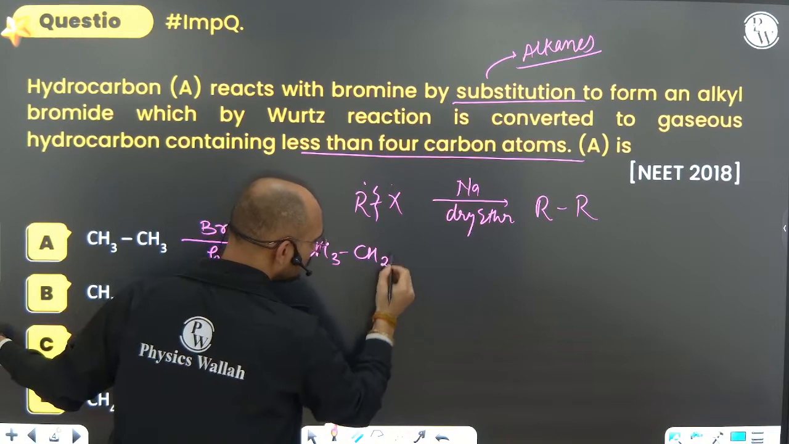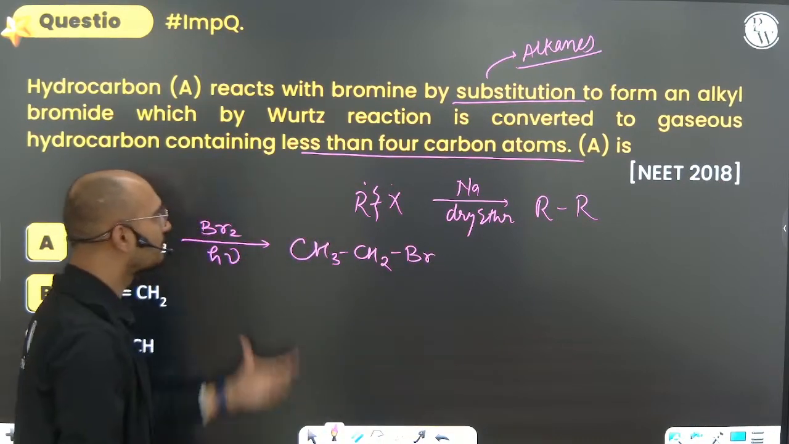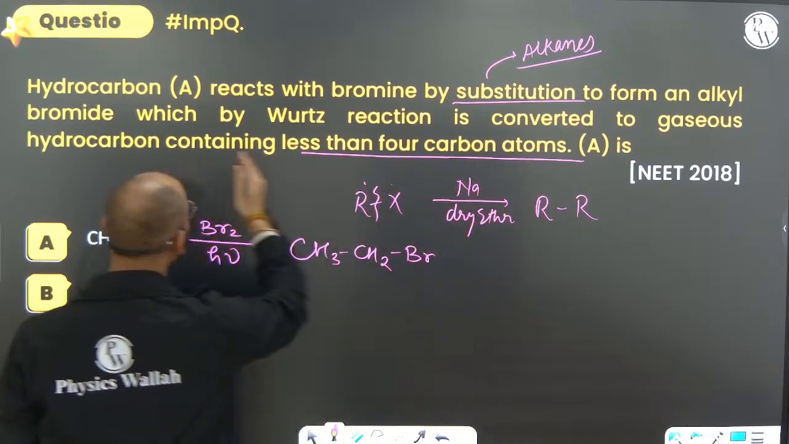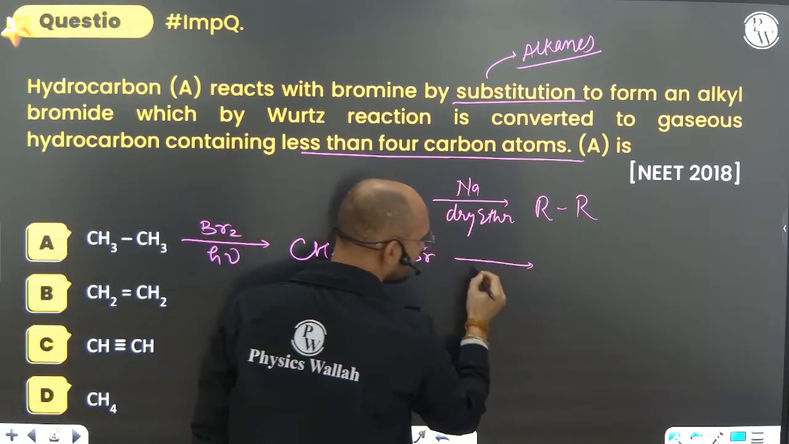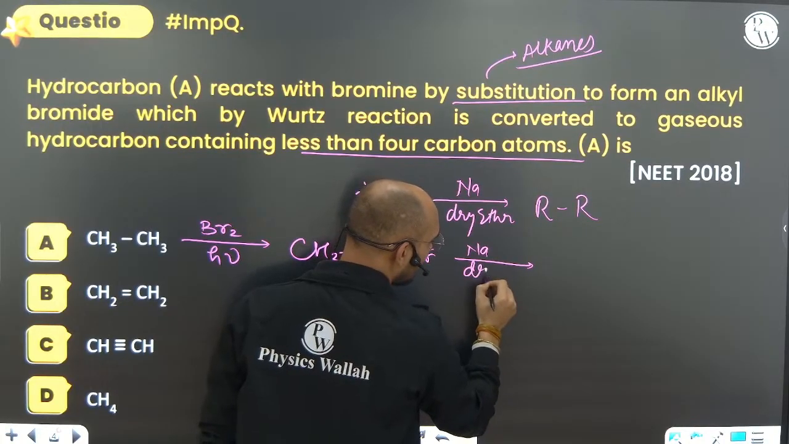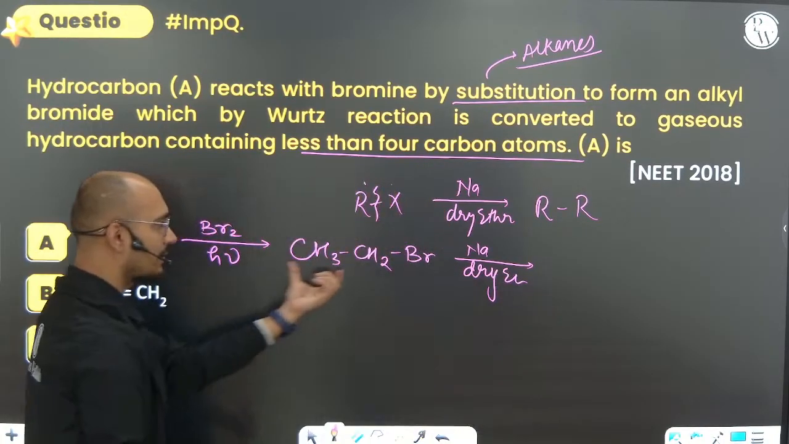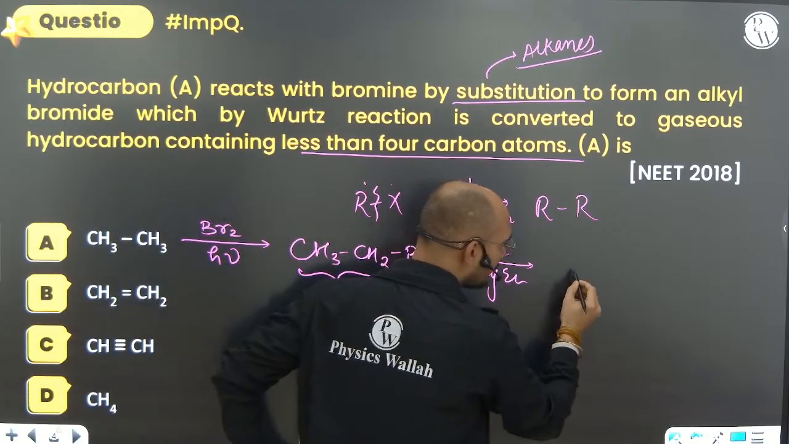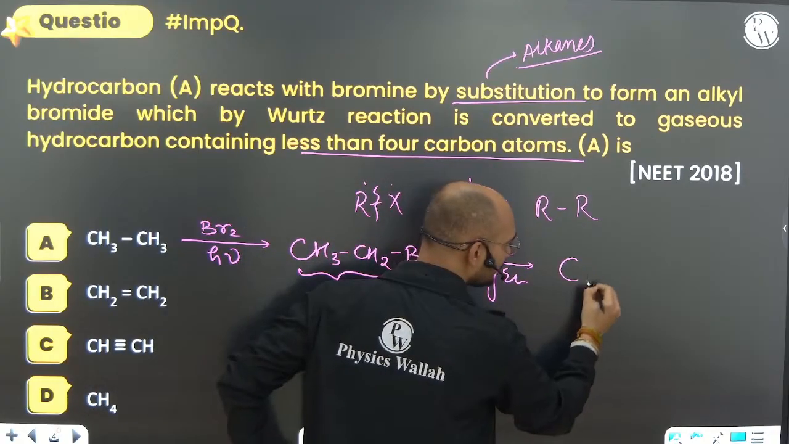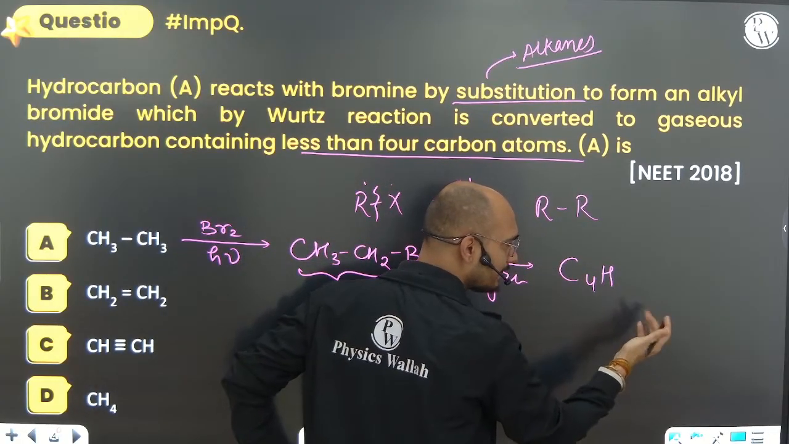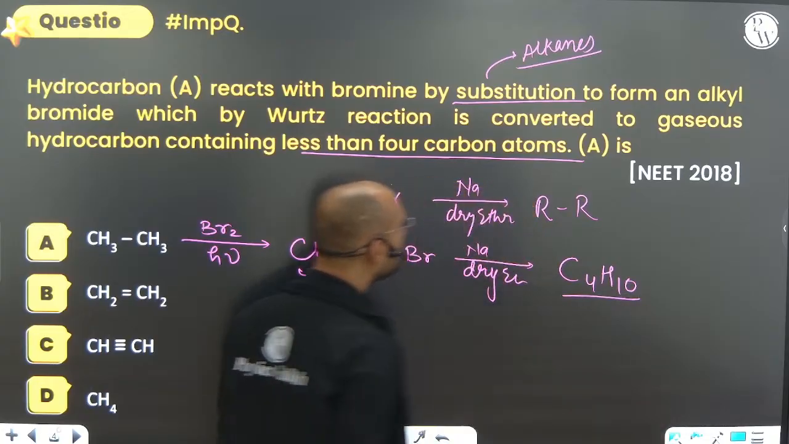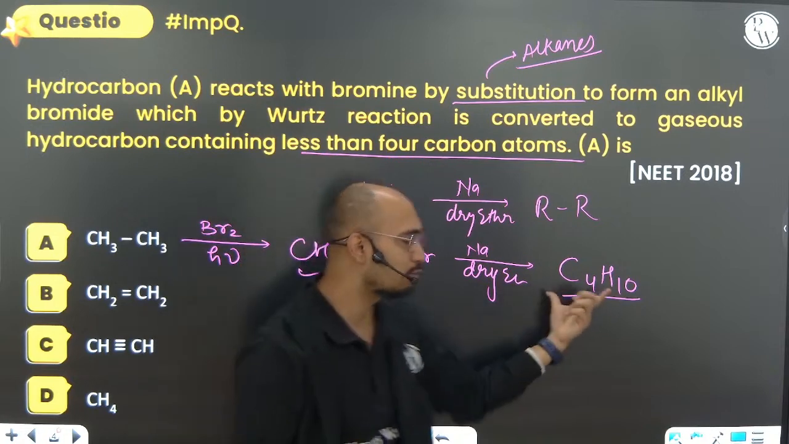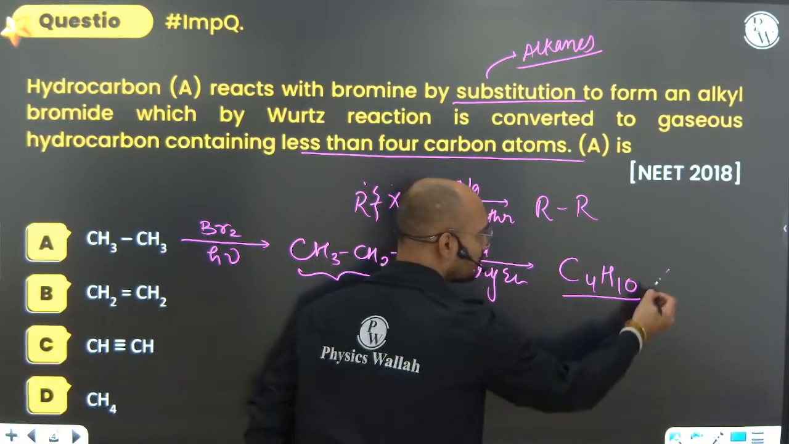CH3CH2Br. Now, what is happening after that? It says which by Wood's reaction. If you do the Wood's reaction here, with Na and dry ether, what will happen? I hope you can see that 2 carbons are there, so 2 carbons will convert into 4 carbons. How many? C4H10. The alkane with 4 carbons is C4H10. But the question says it is converted to a gaseous hydrocarbon containing less than 4 carbons, and here there are 4 carbons. So of course this is not going to be the correct option.